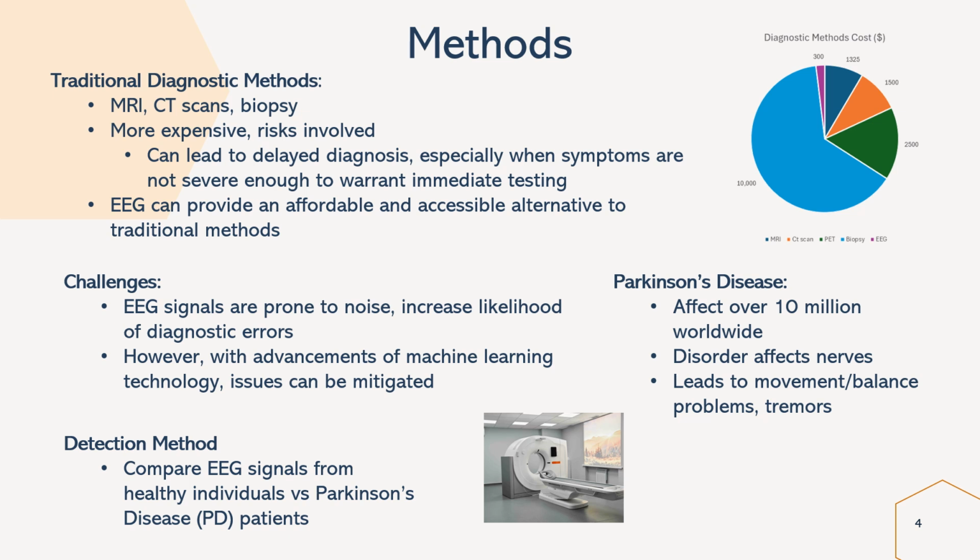So before I get into the specifics of how we'll use EEG to detect Parkinson's disease, I want to first talk a little bit about some more traditional and common diagnostic methods such as MRI, CT scans, or biopsies. Now these methods usually are very expensive and there are certain risks involved that are not found in EEG. And due to these problems, many patients are either discouraged and opt out of these more traditional methods and wait until their symptoms have become more prevalent, and this can lead to delayed diagnosis and potentially more severe health problems as their condition progresses. On the other hand, EEG can provide an affordable and accessible alternative to these traditional methods.